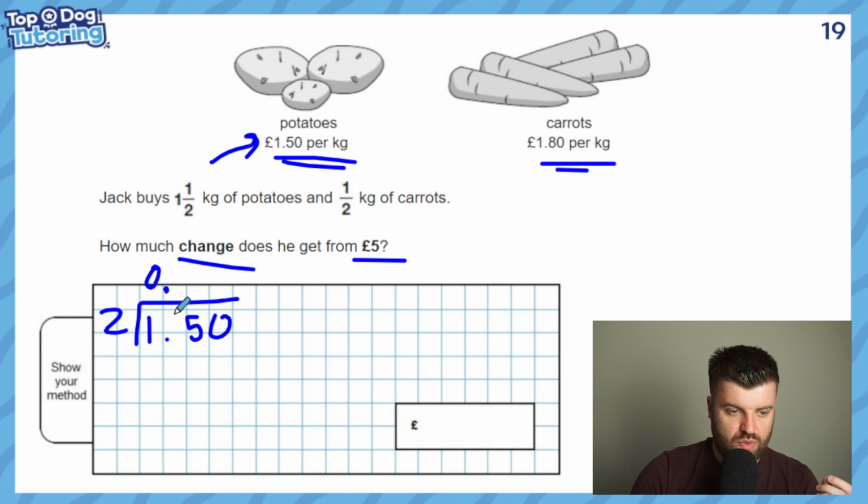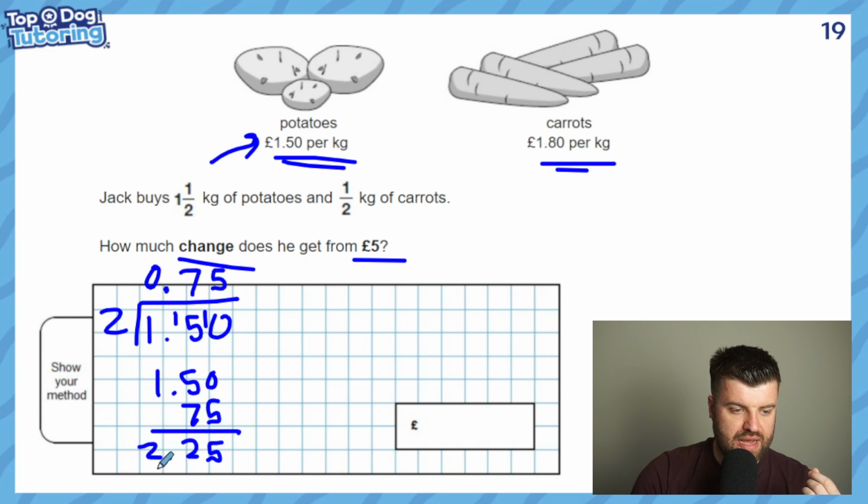Put my decimal in, the 1 goes over, 2's into 15 7 times with 1 left over, 2's into 10 5. So that's 75p. So I'm going to do £1.50 for the 1 kilogram and 75p for the half. And this will give me a total of £2.25 for the potatoes, 1.5 kilograms.